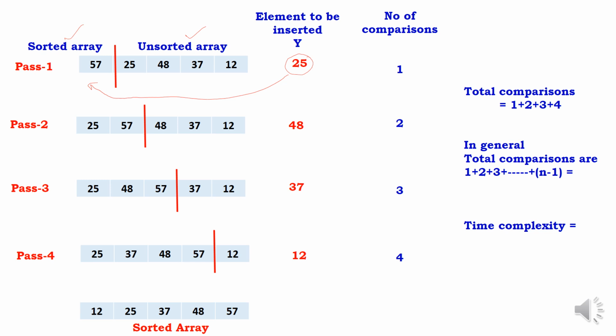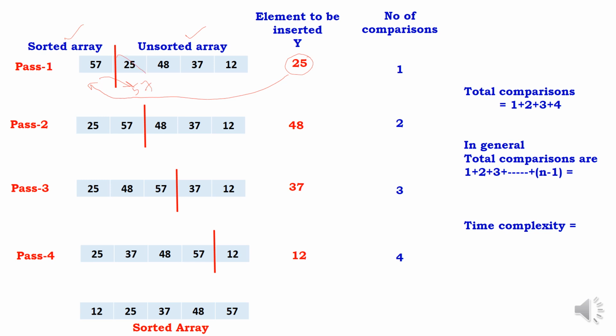But there is no space in the sorted array to insert 25. For this, we need to create room. So we are checking, is 25 less than 57? Yes, it is less than 57. It has to be placed before 57. So to make room, 57 is shifted to its next position. So 57 is placed in the next position by overwriting 25.